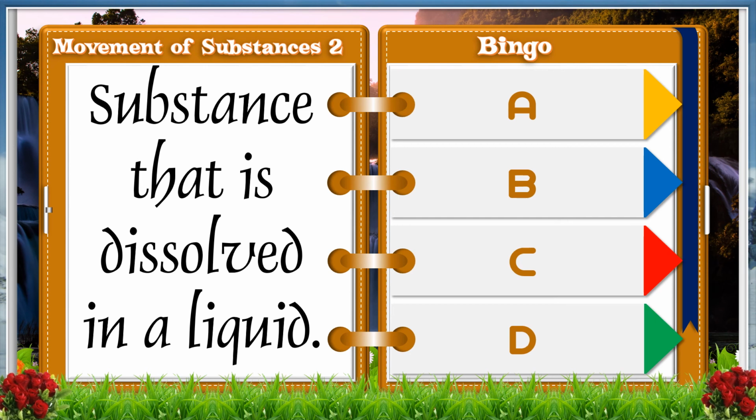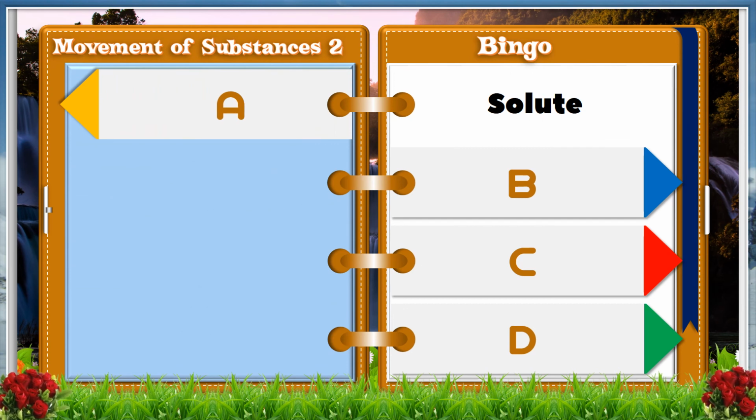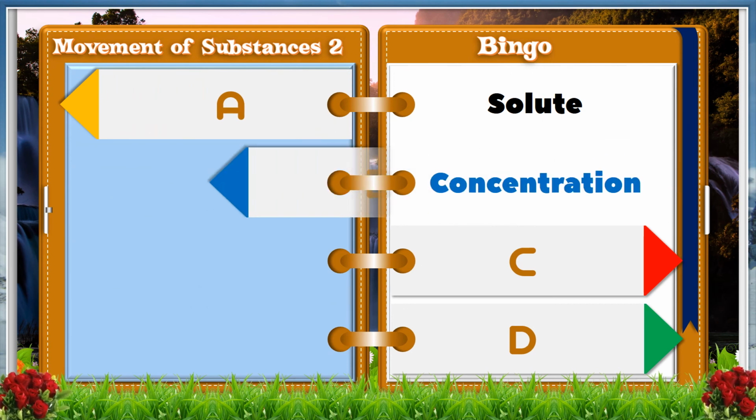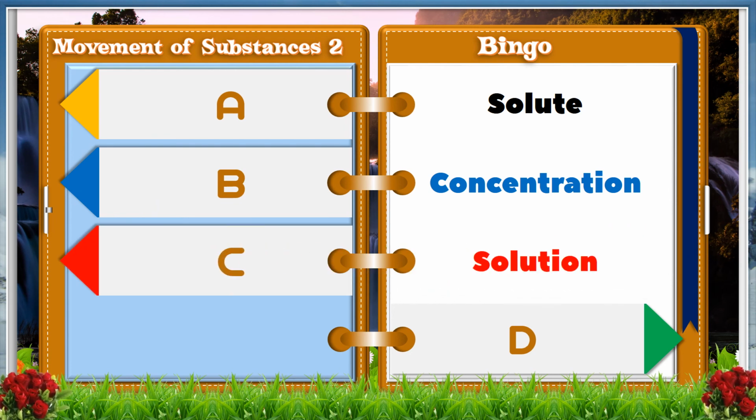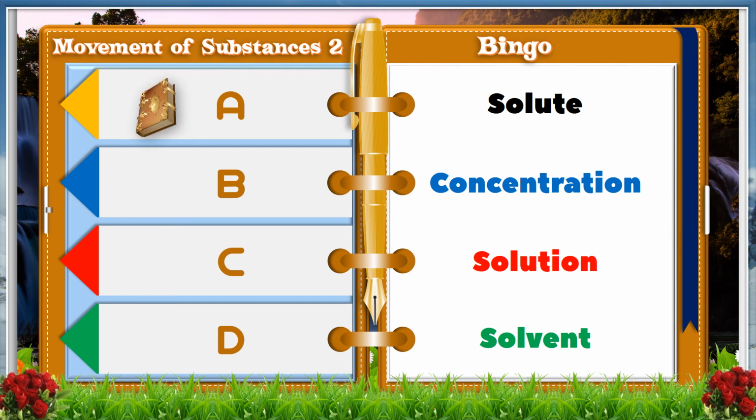Substance that is dissolved in a liquid. A. Solute. B. Concentration. C. Solution. D. Solvent. And the answer is A. Solute.